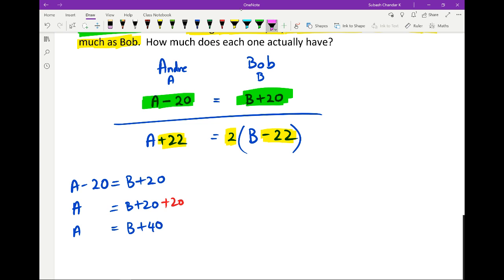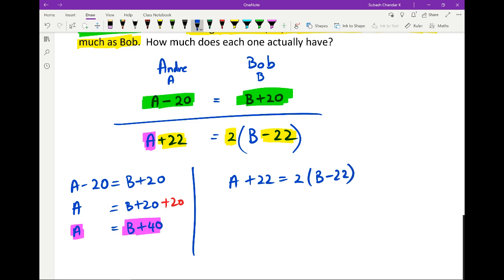So once I get this, because a is equal to b plus 40, I'm going to replace a with b plus 40 in the second equation. So this is my second equation now. My pen is dying. So my second equation was a plus 22 equals 2 times b minus 22. All right, now I know that a is equal to b plus 40, so I'm going to replace that. So I got b plus 40 plus 22 equals, expand the brackets, so 2 times b is 2b, 2 times negative 22 is negative 44.